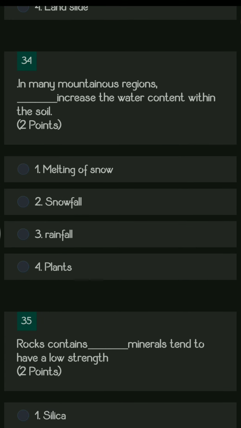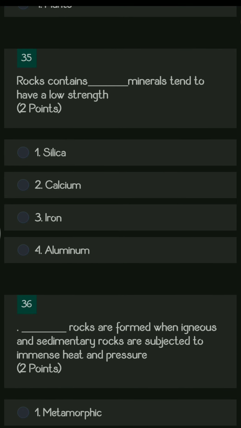Next question. In many mountainous region, dash increase the water content with the soil. So the options are melting of snow, snowfall, rainfall, plants. So what is going to increase the water content? Definitely whenever the snow is going to melt, then the water content is going to increase. So melting of snow is the right answer.